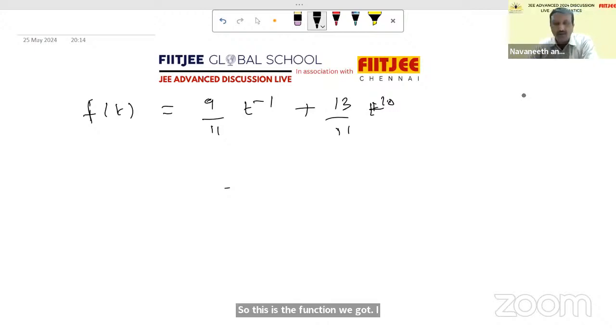I think in the question, f of x should be given as a differentiable function. And this is the function we got. If options were given, we would check f of 2 or other things there. But in the question as such, they asked only to find f of x. So f of x will be 9 by 11 x power minus 1 plus 13 by 11 x power 10. So Chetan, any doubt?